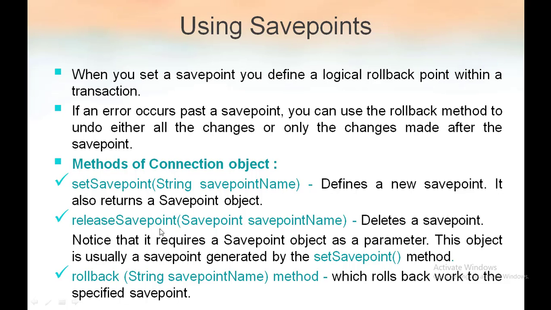Next method is releaseSavepoint. Here we are passing the Savepoint object. This method is used to delete a save point. If we created savepoint1, then we need to pass the savepoint1 object in this method. Rollback method: in the rollback method we need to pass a save point, which is used to roll back work to the specified save point. So in total 3 methods are there: setSavepoint is used to create the new save point, releaseSavepoint is used to release the save point, and rollback is used to roll back the work.